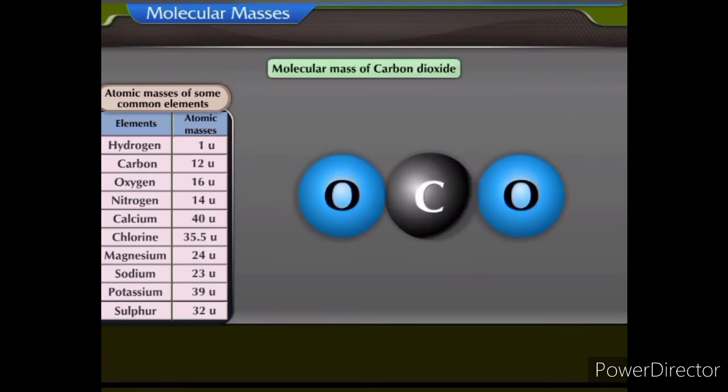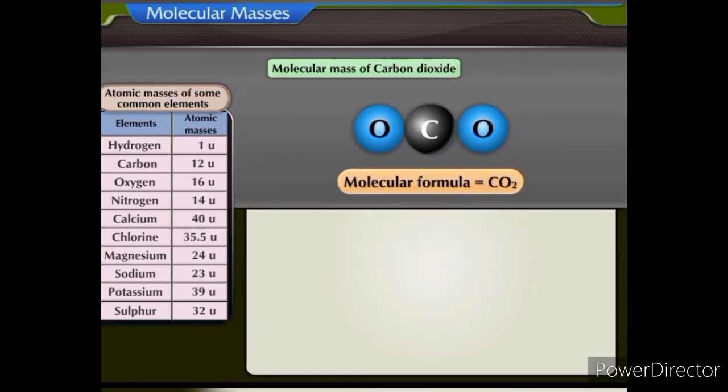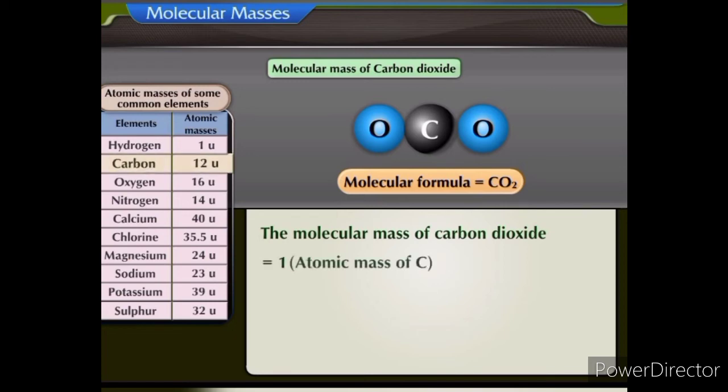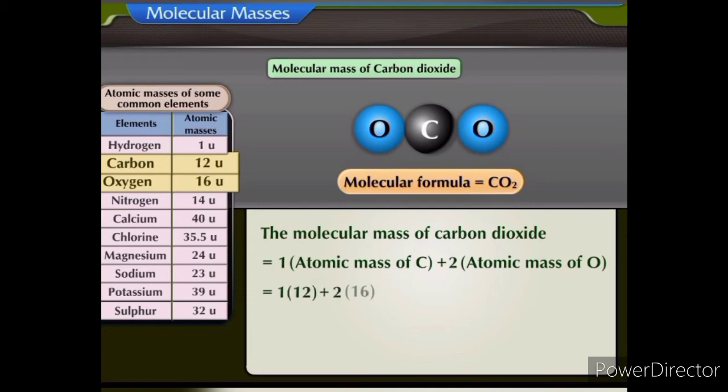Molecular mass of carbon dioxide. The molecular formula of carbon dioxide is CO2. The molecular mass of carbon dioxide is equal to the atomic mass of carbon plus 2 multiplied by the atomic mass of oxygen. This is equal to 12 plus 2 multiplied by 16. Therefore, the molecular mass of carbon dioxide is 44 units.